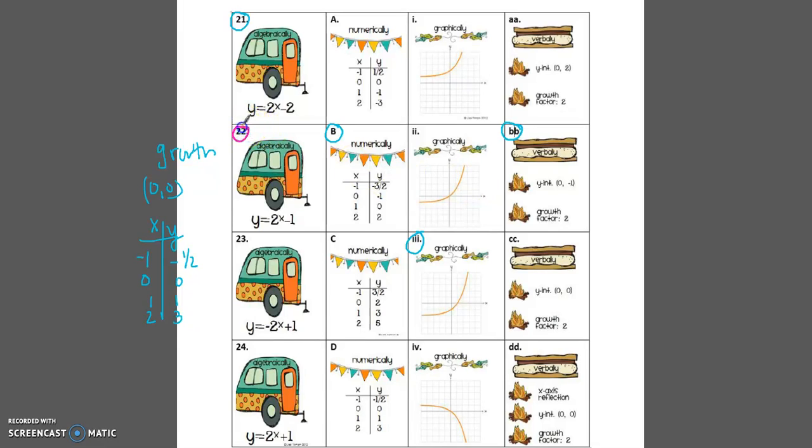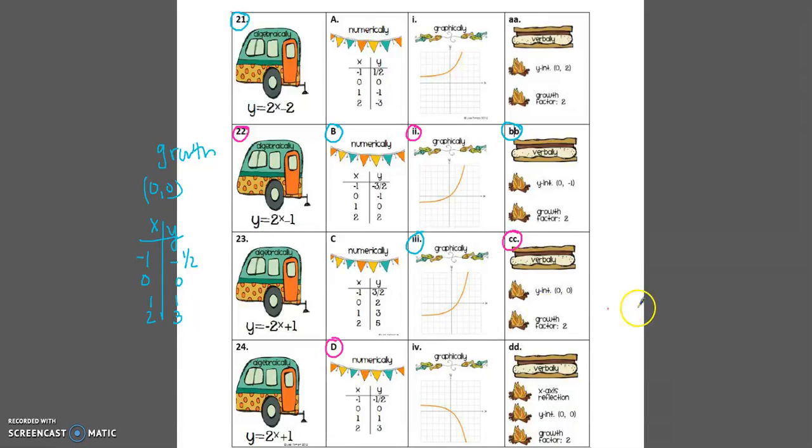Okay, so this time we're going to use this pink color. And it was a growth, so obviously it's not this one, but it was crossing at 0, 0 for my y-intercept. And then the table was a negative 1/2 for my y, a 0, a 1, and a 3. So it looks like it's this one. And then over here, if it's at 0, 0 for my y-intercept, we have 2. And let's look at what's happening. This one says it's an x-axis reflection. So that means this is going to be going the opposite direction. So I don't think it's going to be this one, so it must be this one, the 0, 0.